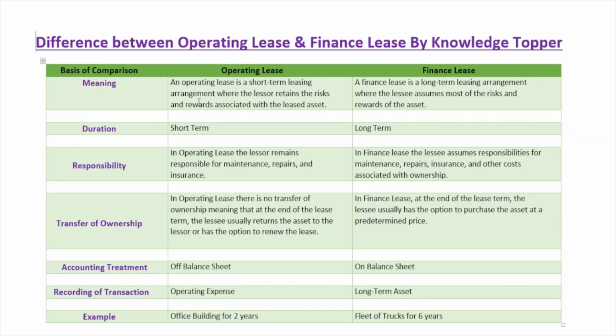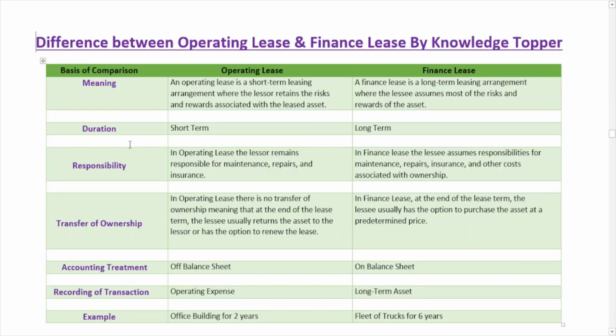First of all, a brief introduction about both leasing terms. If we talk about the meaning, an operating lease is a short-term leasing arrangement where the lessor retains the risk and rewards associated with the leased asset. It is similar to renting, where the lessee uses the asset for a specific period without assuming ownership. On the other hand, a finance lease is a long-term leasing arrangement where the lessee assumes most of the risk and rewards of the asset. It resembles a purchase agreement, with the lessee having a significant ownership interest in the leased asset.